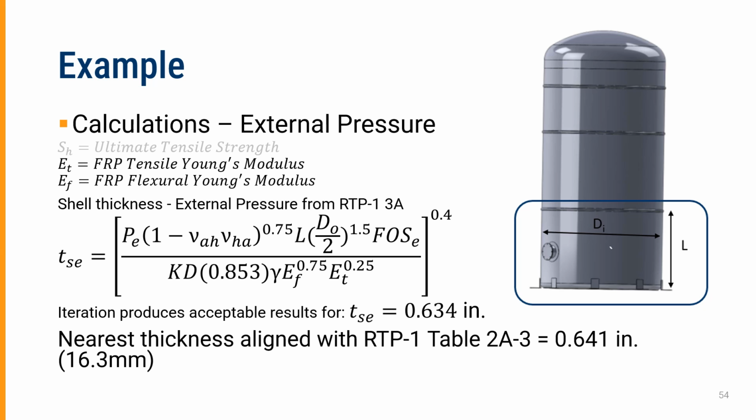To solve this, we have to go through some iteration, because essentially the Poisson's ratios, as well as the modulus ratios, change with different thickness values. What we come up with at the end is 0.634 inches as the required thickness of this section for the external pressure applied. And in fact, the nearest thickness aligned with that from table 2A-3 is 0.641 inches.